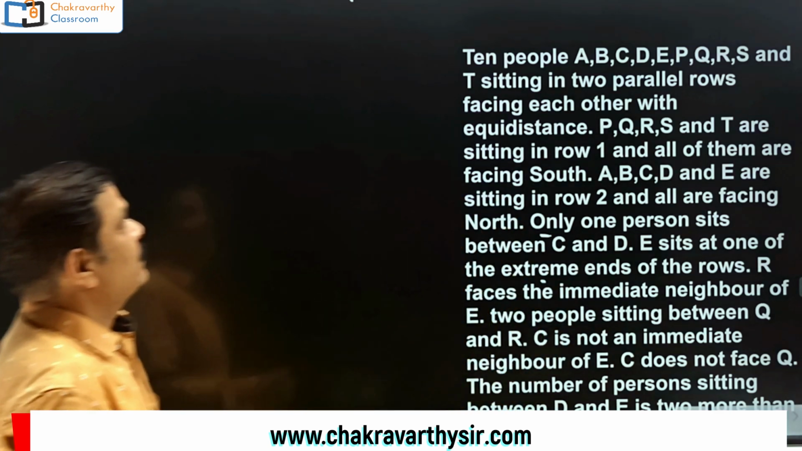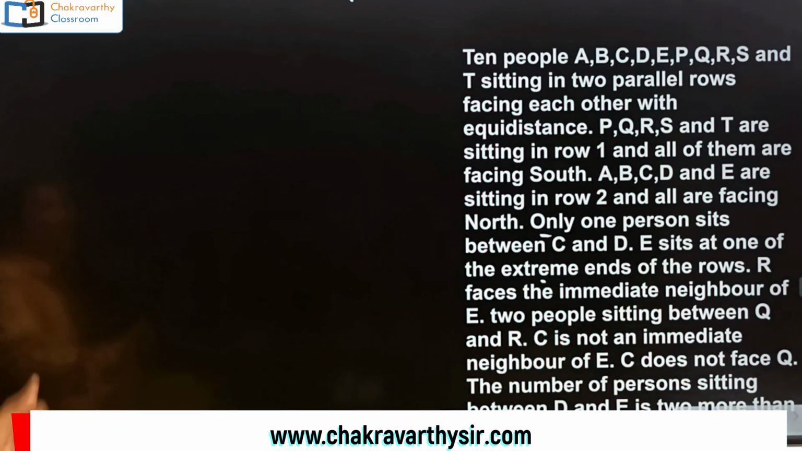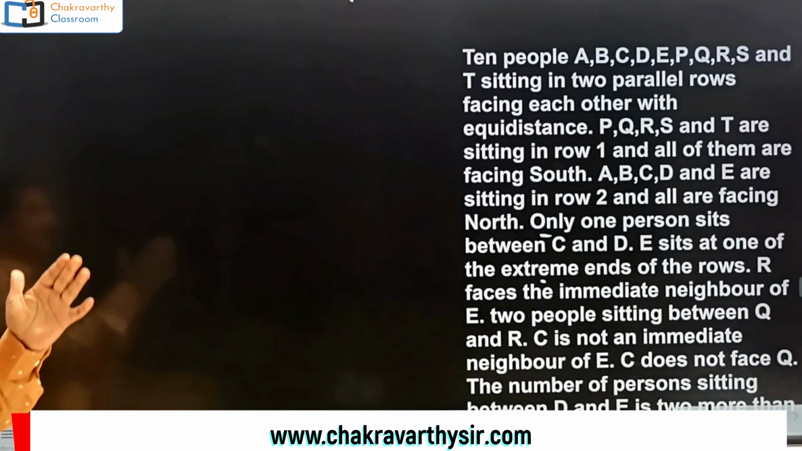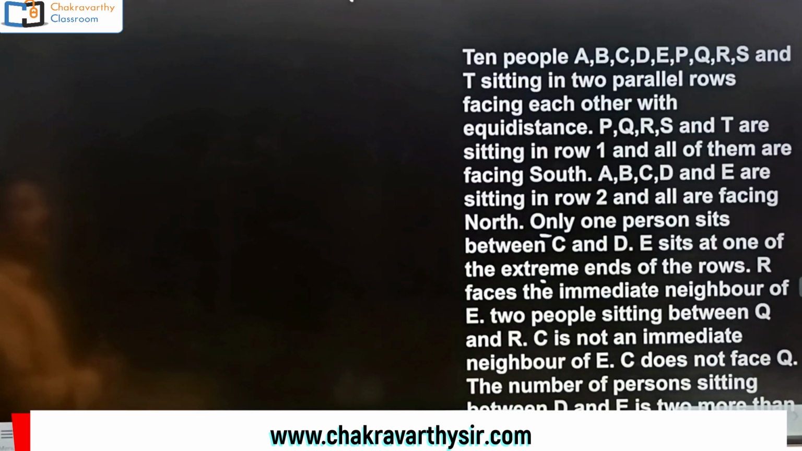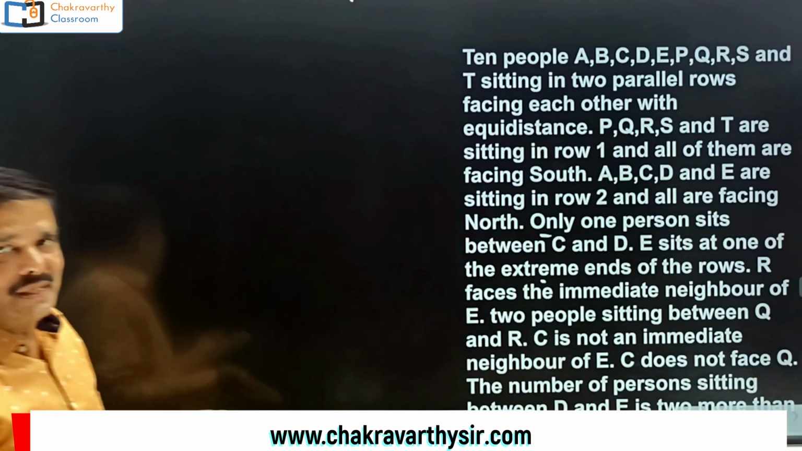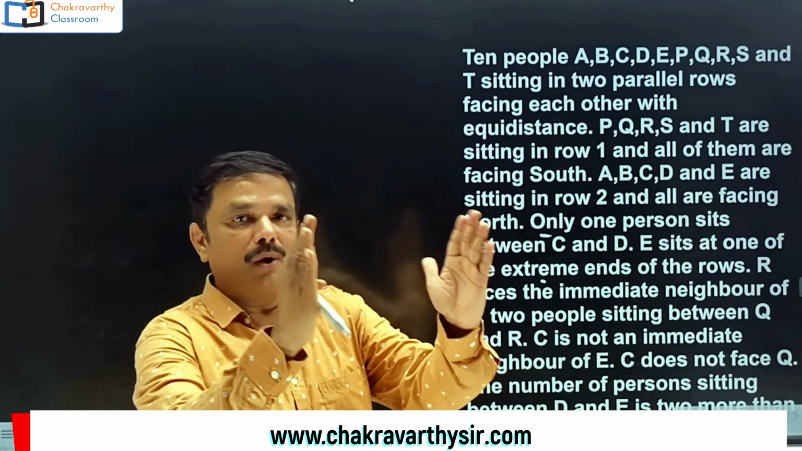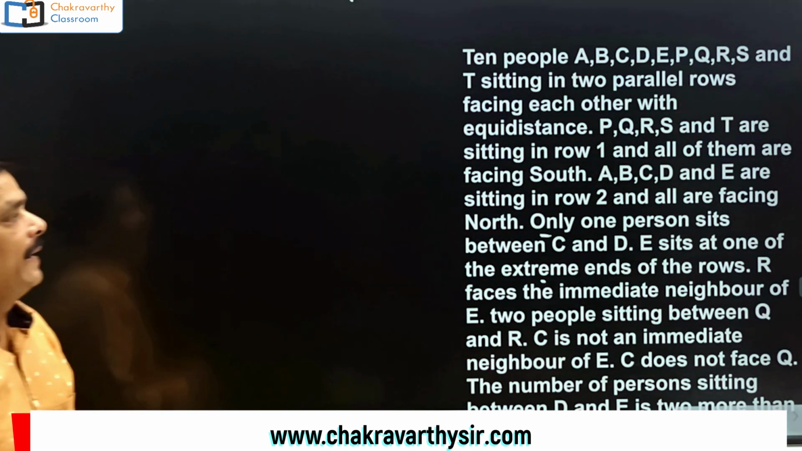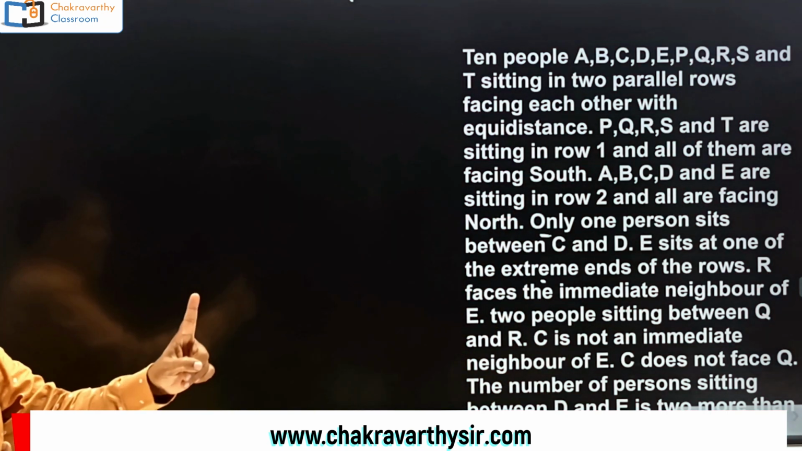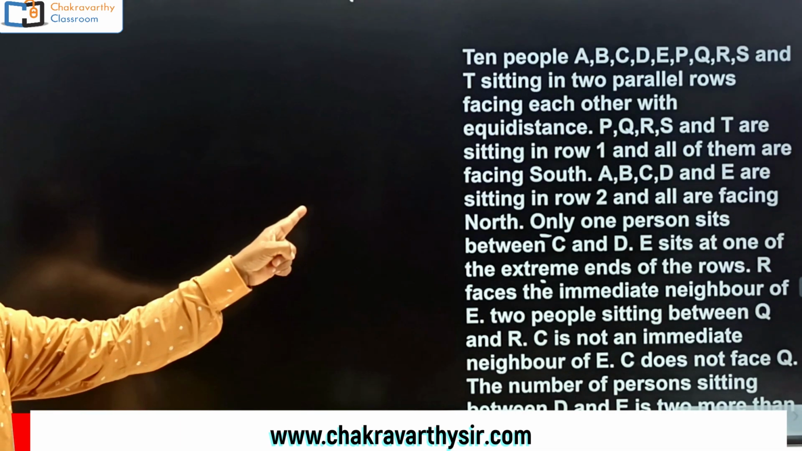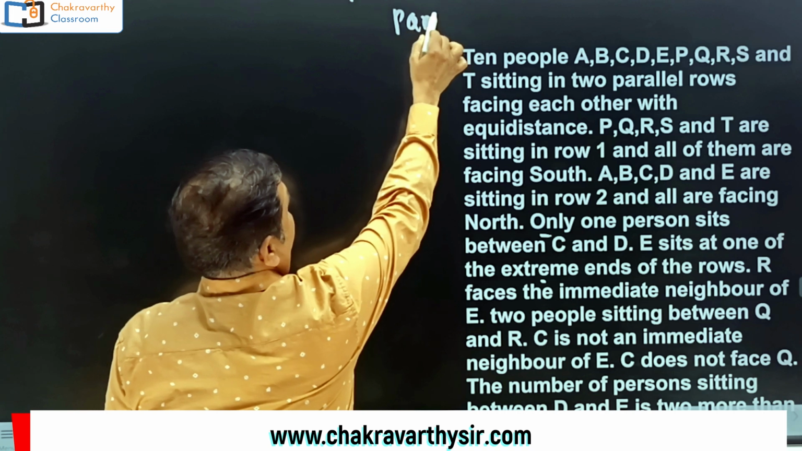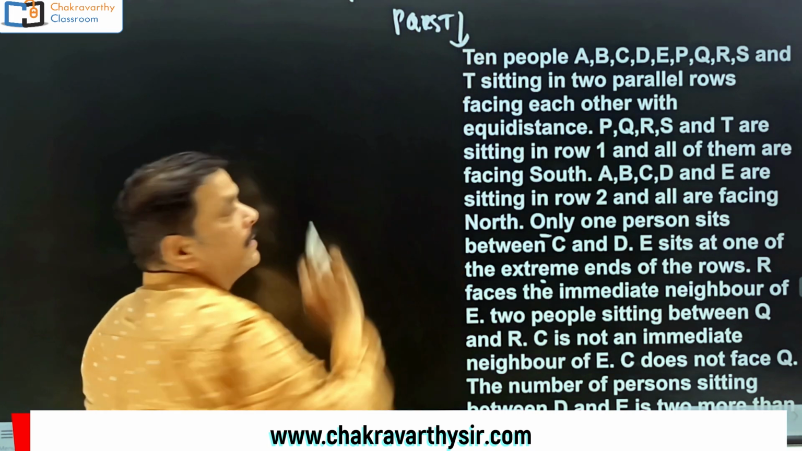Now take the question, students. They have given 10 people A, B, C, D, E, P, Q, R, S and T sitting in two parallel rows facing each other with equidistance. So we can easily understand that both are parallel rows. And further they have given P, Q, R, S and T are sitting in row 1 and all of them are facing south. Very important. P, Q, R, S, T.